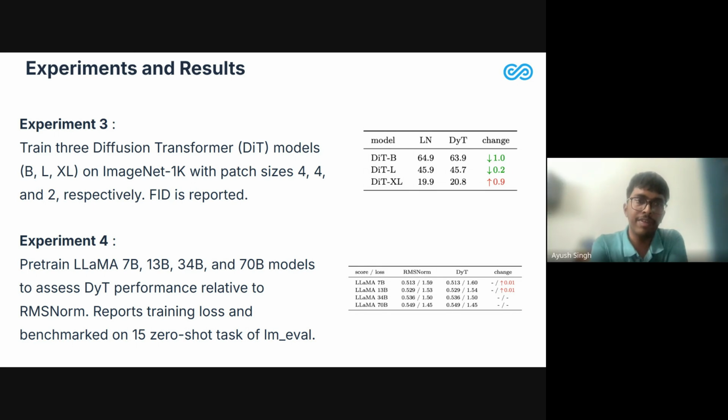What FID does is measure how well an image is generated. For example, there is a diffusion model, you pass the prompt and you get an image. FID takes a ground truth image, for example of an aeroplane, and passes it through an Inception V3 model. You also have a generated image, and you pass it through that same Inception V3 model.